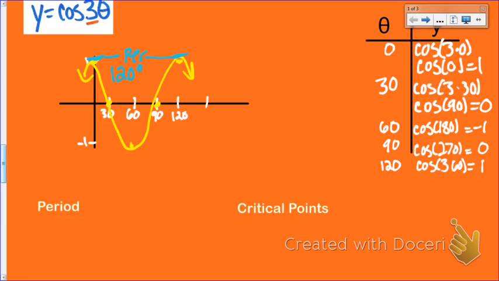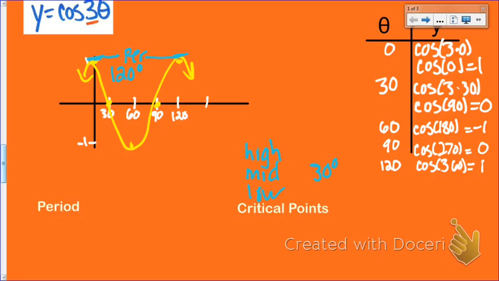Alright, what we also want to look at is how often I'm making those marks. Those marks are called my critical points. I have the high points, the middle points, and the low points. Those are my critical points. They're the guide that you get in order to graph this. So I mark those critical points every 30 degrees on this example.